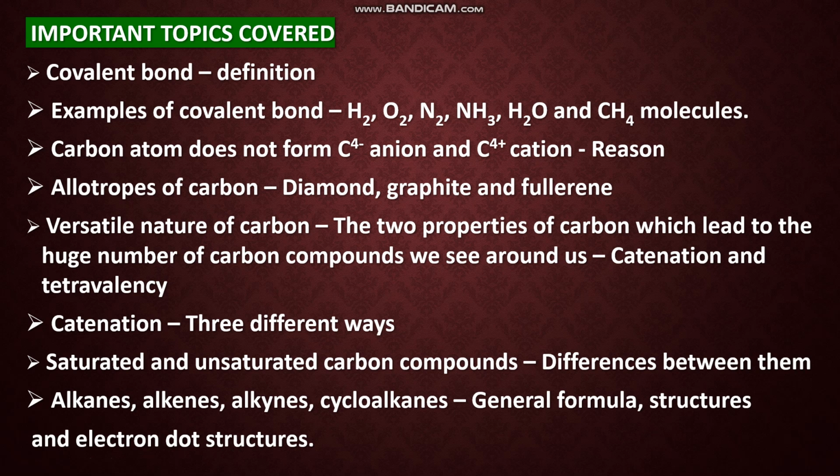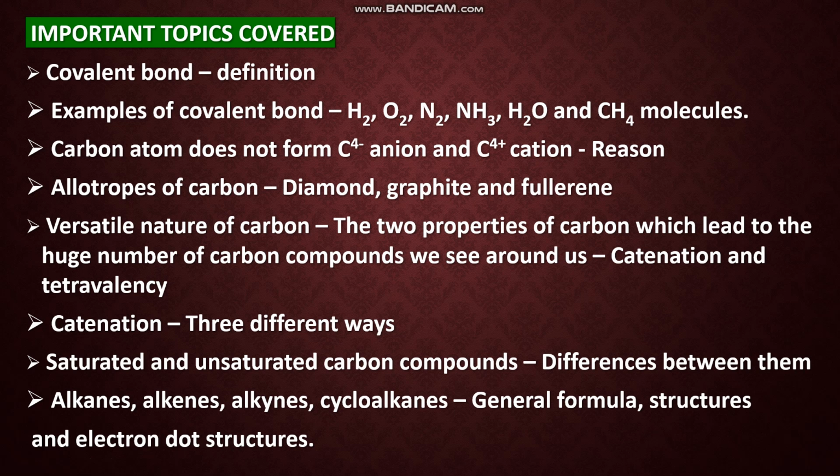Tetravalency means carbon's valency is 4. Catenation means carbon forms bonds with other carbon atoms to form large molecules. That is called catenation. This can be in 3 ways. The carbon-carbon bond can be in a straight chain, and it can be a branched chain. That means through the straight chain 1 or 2 branches can be there, and it can be in a closed structure also.